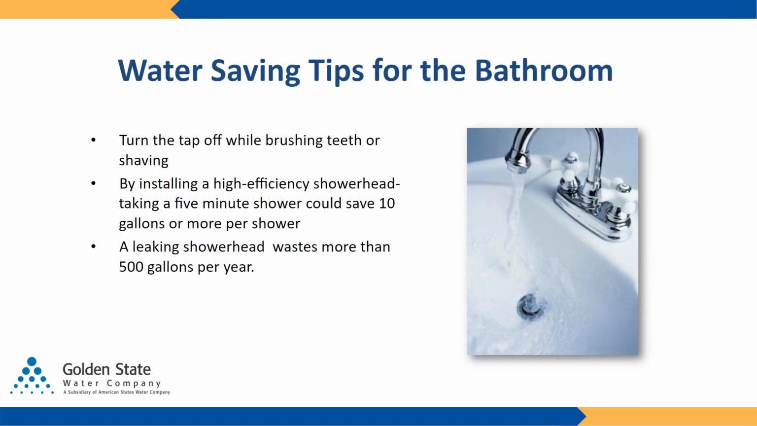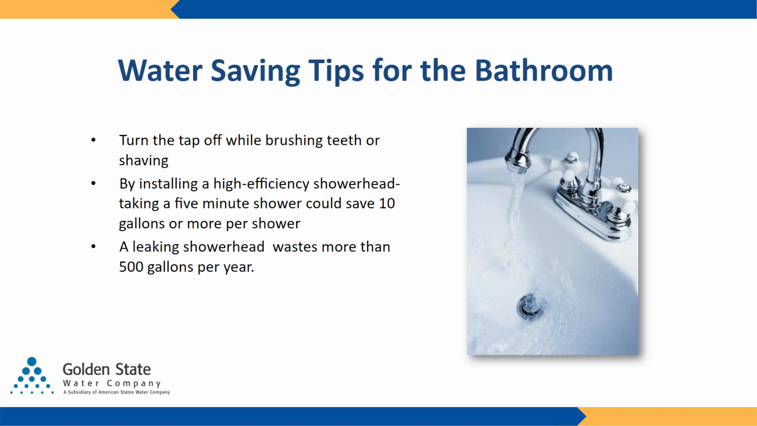Some additional water-saving tips for the bathroom include: turning off the tap while brushing your teeth or shaving can save more than 100 gallons of water per person each month. Taking a 5-minute shower uses 10 to 25 gallons of water. By installing a high-efficiency shower head or cutting shower time, you can save a considerable amount of water. Also, a leaking shower head wastes more than 500 gallons per year.